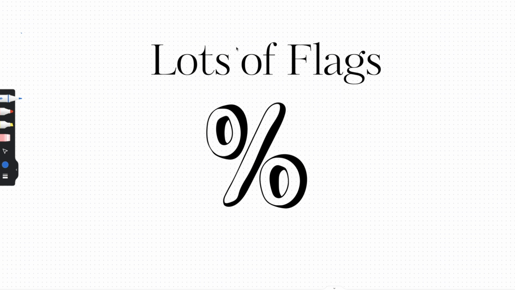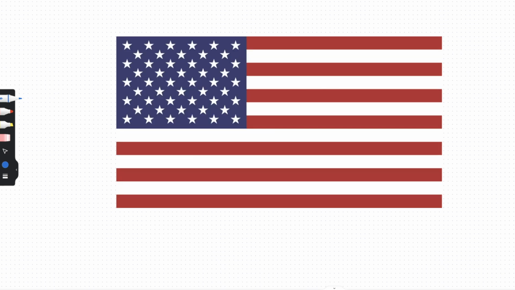This is a video lesson about percents, and the name of this lesson is called Lots of Flags. So what you're going to do in this unit, which is 4.1, is look at an American flag and try to figure out what percent of this flag is white, what percent is blue, and what percent is red.